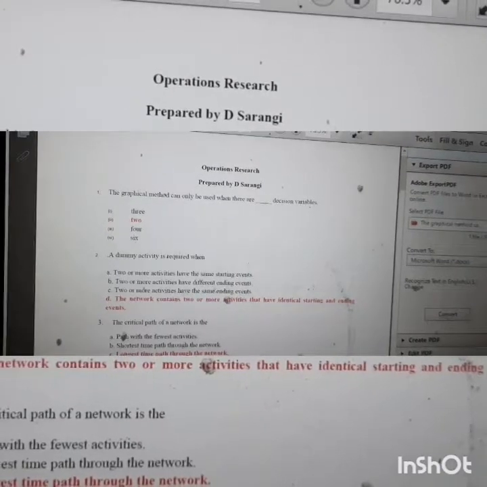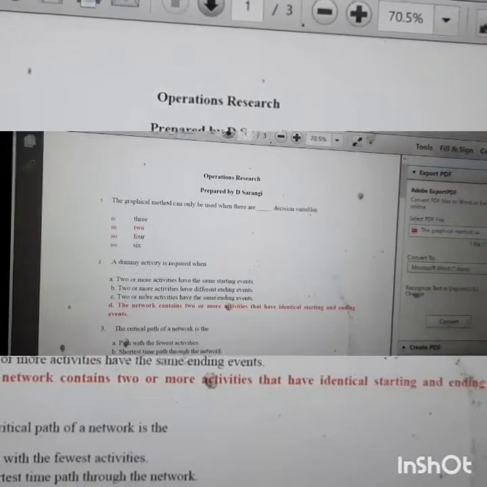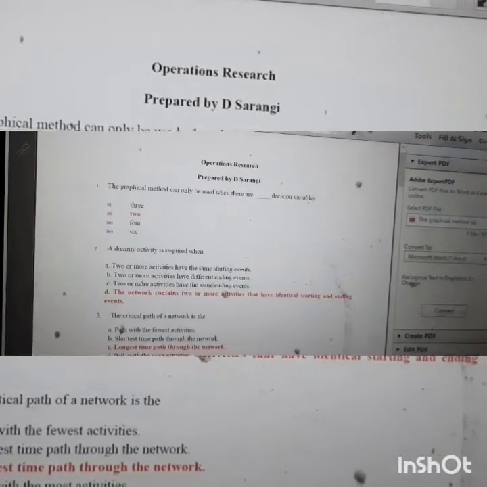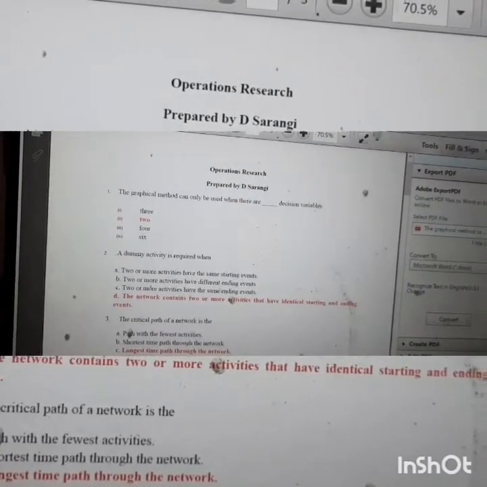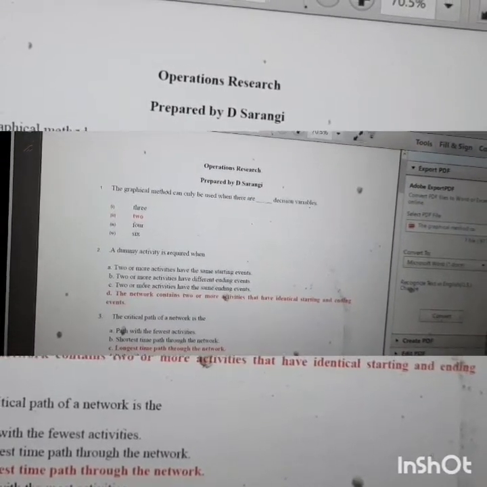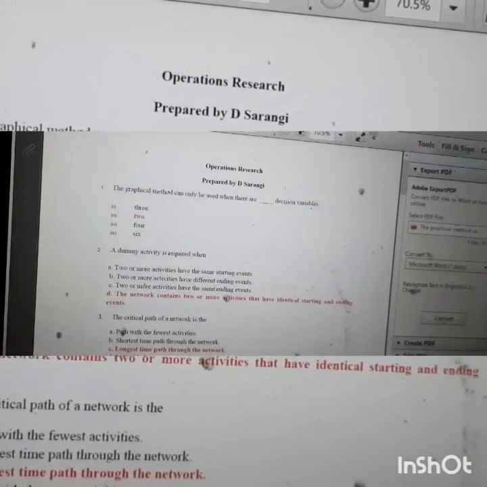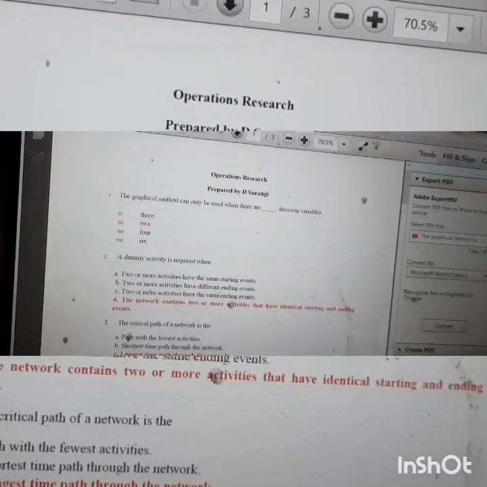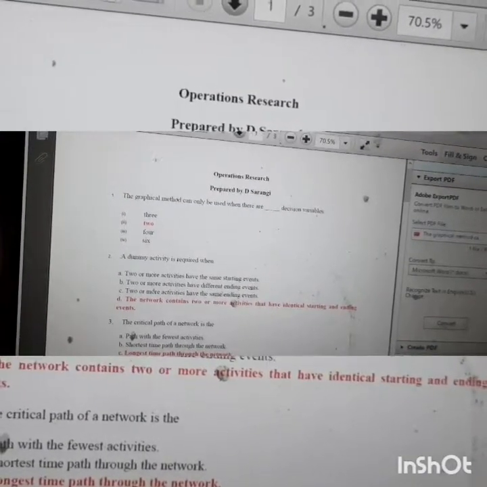Hello everyone. In this video session, I will solve a few MCQ questions from your chapter 2, that is Operation Research. The first question is, the graphical method can only be used when there are dash decision variables. The graphical method can only be used when there are two decision variables, because for more than two decision variables we use the simplex method or any other method. So the correct answer is option 2.